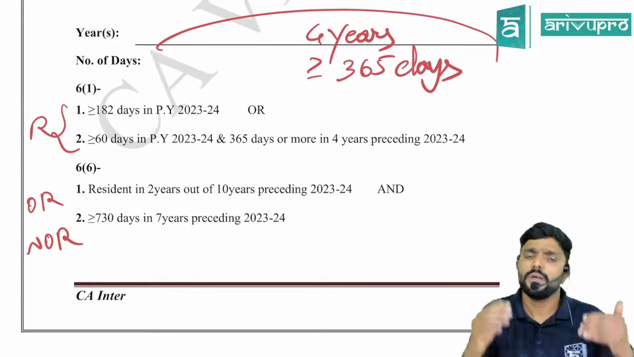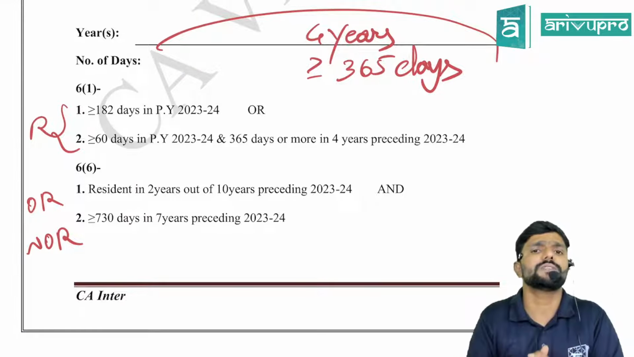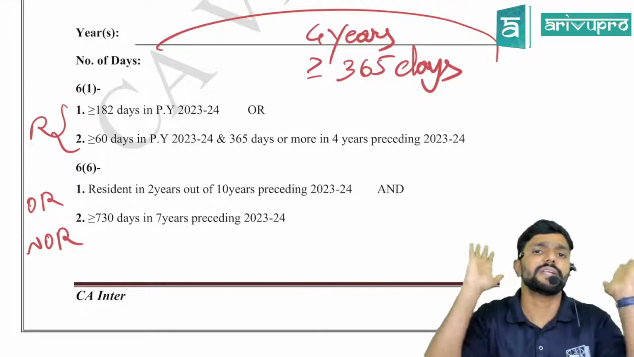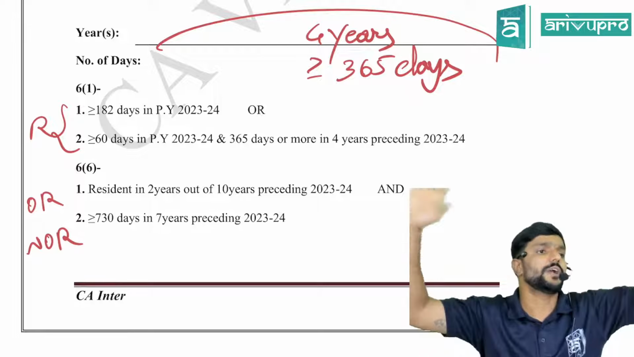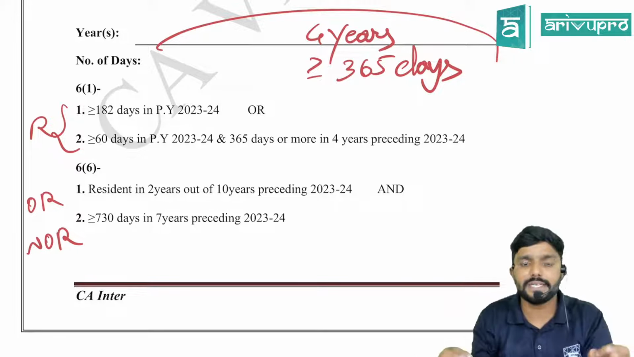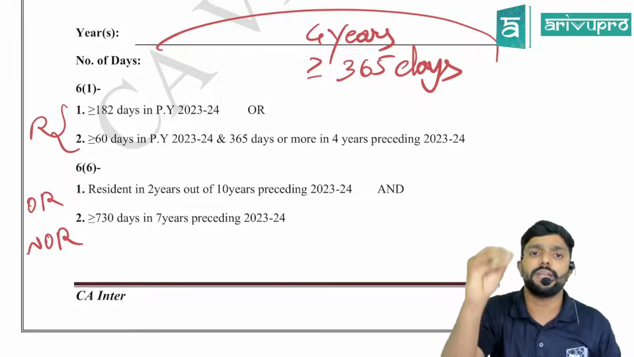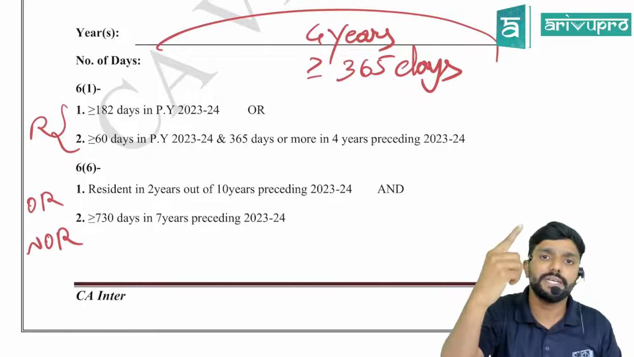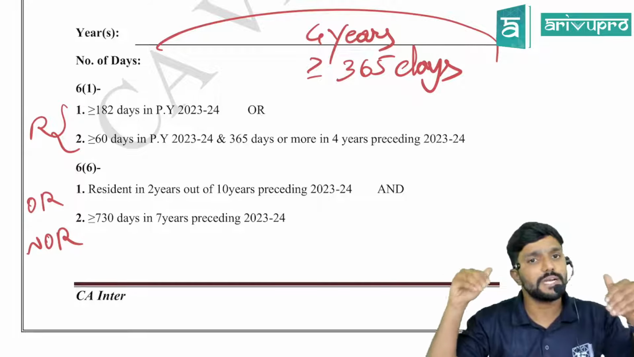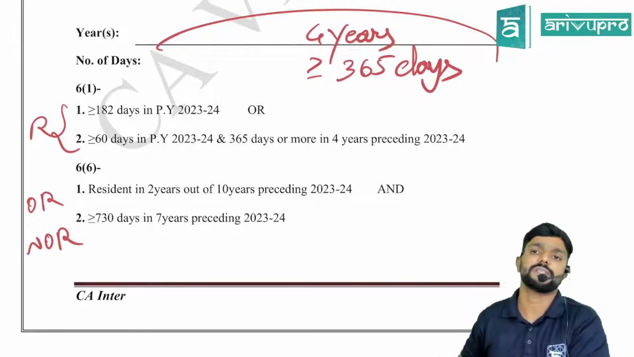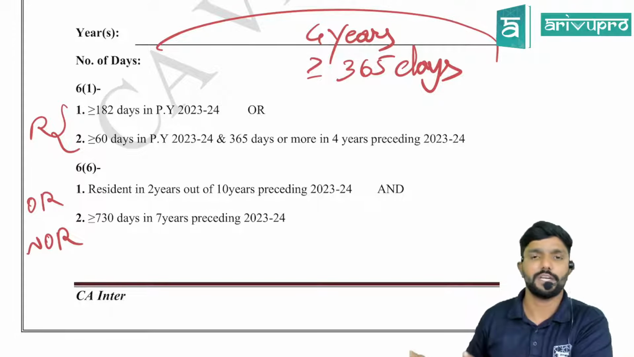So, sir, what if I am a non-resident? For example, both conditions under 6.1 are not satisfied, sir. Then you are a non-resident straight away. Should I check anything additional? Not required. Clear? Additional conditions are required only when you satisfy any one condition given under section 6.1. If you do not satisfy both, you are straight away non-resident.